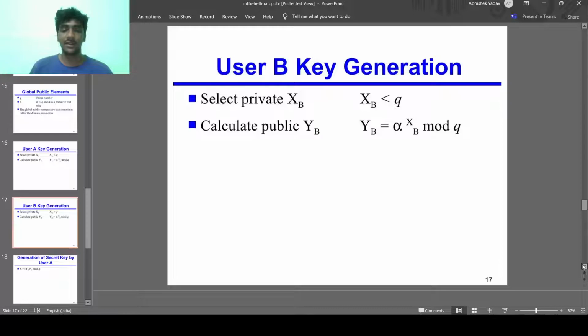Similarly, we can generate the private and public key for user B. First, we randomly generate the private key XB, which should be less than Q. Then we calculate the public key for user B: YB is equal to alpha raised to the power XB mod Q.